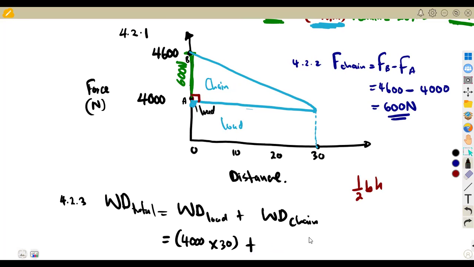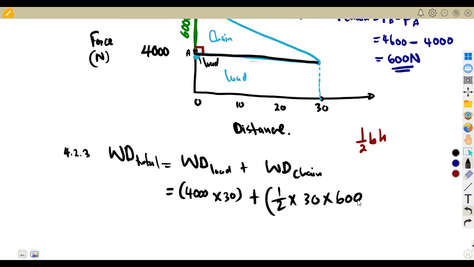Okay, let's save it here. So this is going to be half of the base, from this point up to this point. That's 30. So this is half of 30 times the height, which is the length of this line here, which is 600. That is the weight of the chain. The work done by the chain. So the work done by the load and the work done by the chain, combined, give us the total work done, and that was going to be 129,000 joules, which is 129 kilojoules if we divide by 1,000.